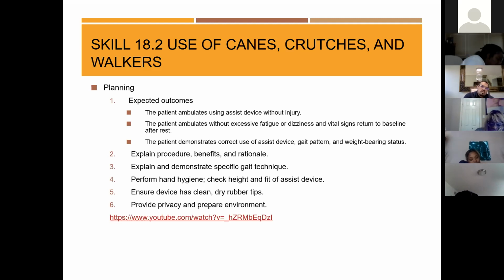Make sure if your patient's walking with either of these things that the tips on the bottoms are clean and they're dry, right? Because if you've got some rubber tips that are wet and you go to walk with them, then you're gonna fall, okay?